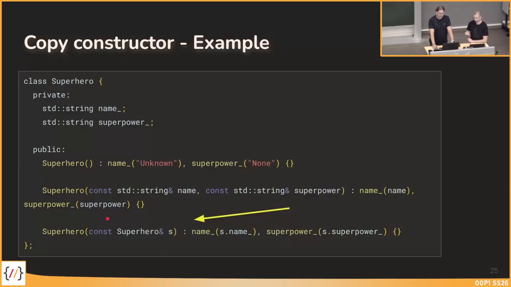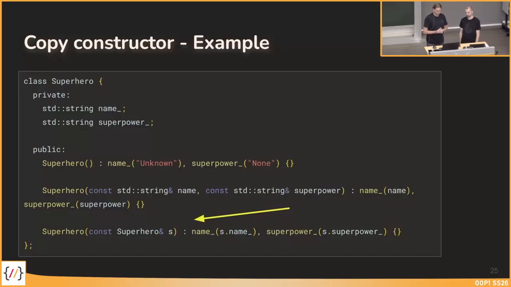Important here is that it has to follow this signature. We know the constructor and how it should look, and then it has to be a const superhero, or class, reference. That's very important. Whenever you write a copy constructor, it has to follow this specification: it must be a const class reference that is passed to this copy constructor. Otherwise, it will not be a copy constructor and will not work.